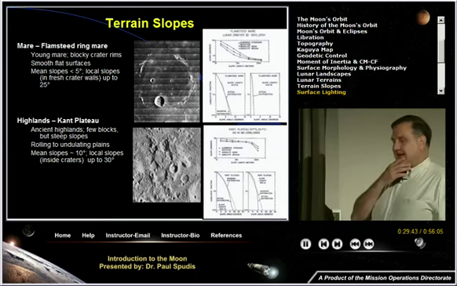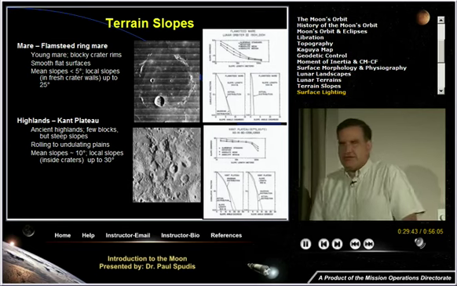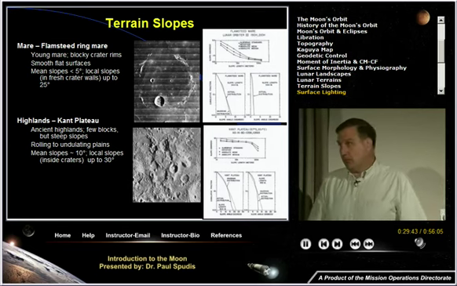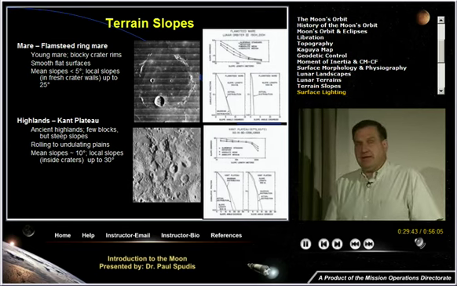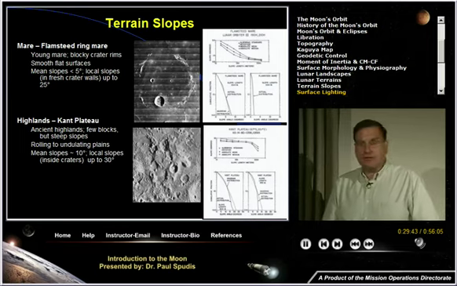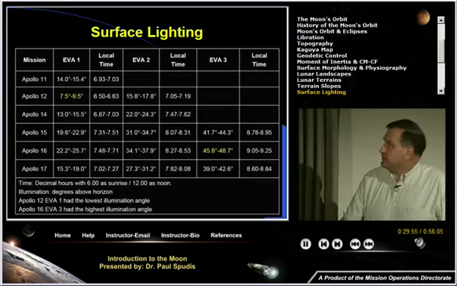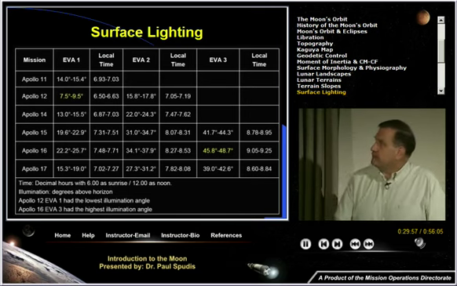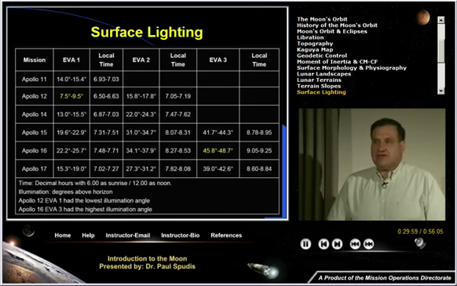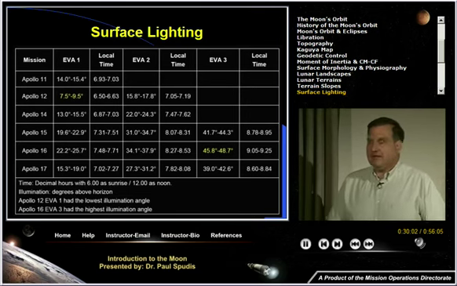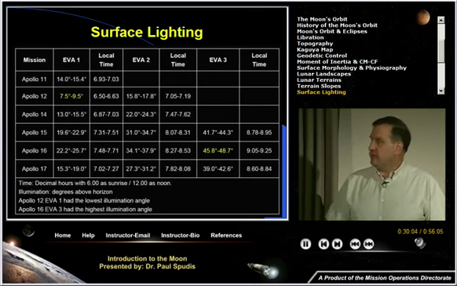I'll talk a little bit about surface lighting. This is especially important if we end up going to the poles, because the poles and the lighting we experience during the Apollo missions are very different. This is a chart that basically shows the Apollo missions and what the sun elevation above the horizon was in different phases of each mission.